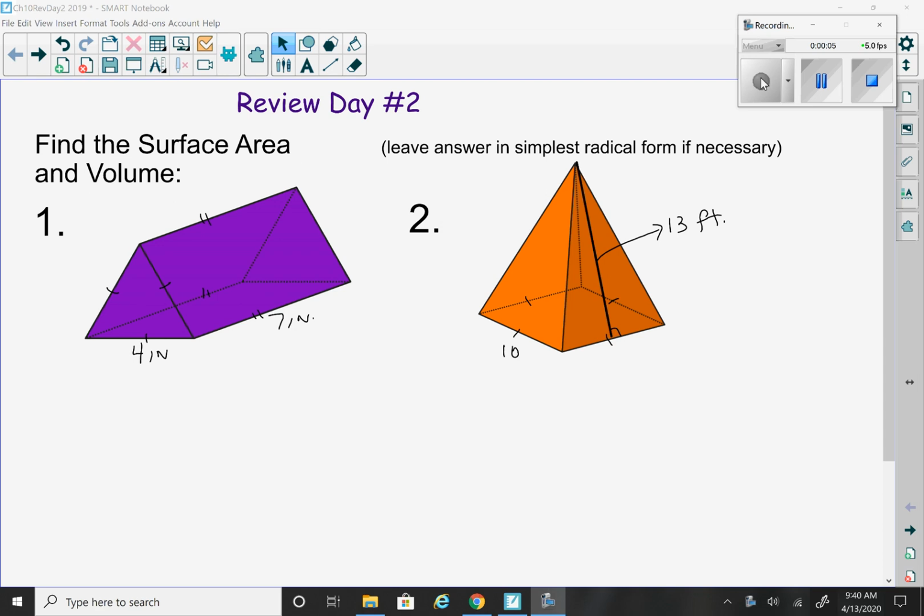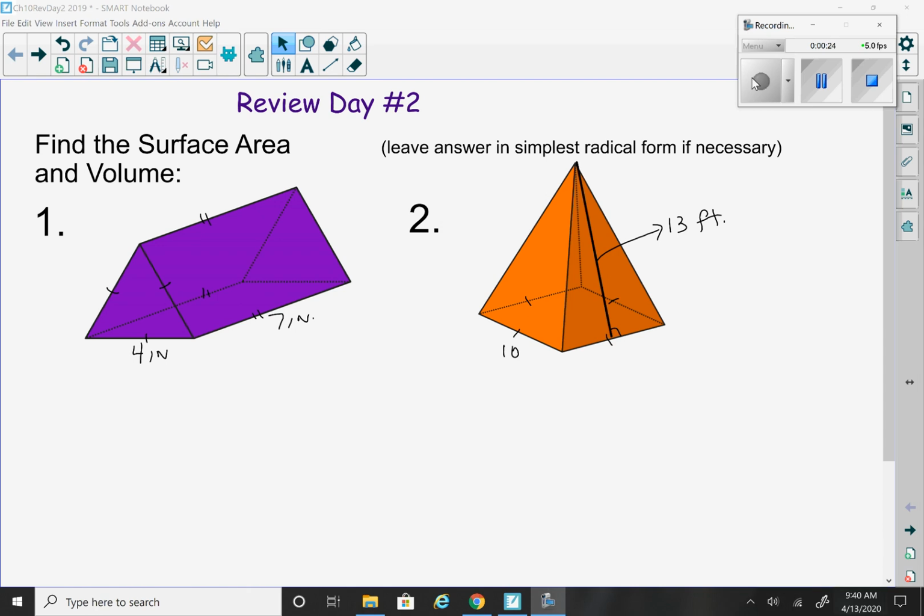Today is our second day of reviewing our three-dimensional unit, and our big focus here is on surface area and volume. So this is our second day of review, and we will have one more day of review before we have our assessment, and we will be covering the assessment in 2 days.